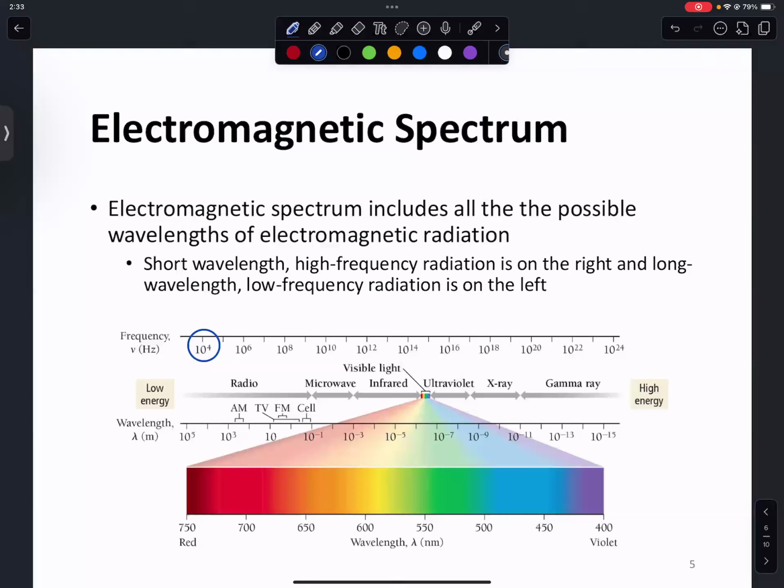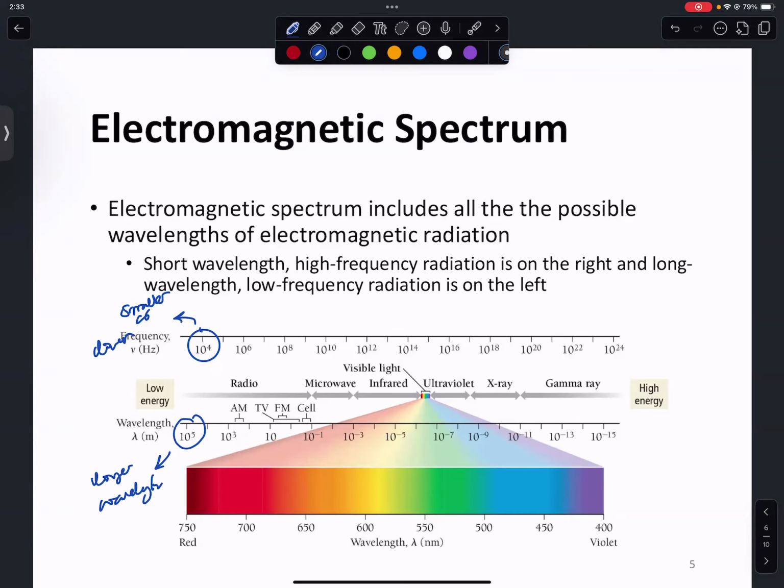a longer wavelength and a smaller, or lower, frequency.